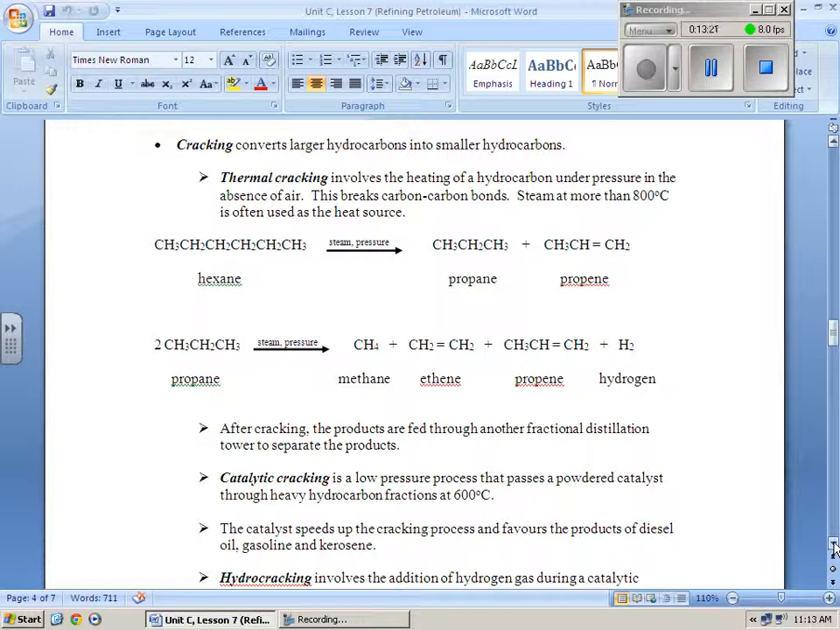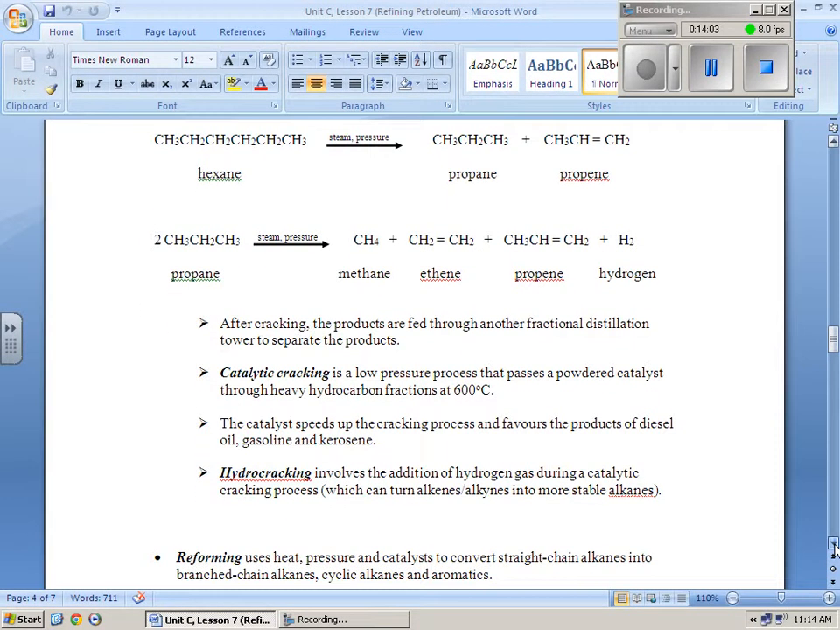For example, you don't need to know the equation or anything like that. Well, I'll tell you the equation you're going to do here. Hexane under steam and pressure gives you propane and propene. When you apply steam and pressure, it cracks carbon-to-carbon bonds, and you can get two smaller things from it. That might be useful in the production of gasoline and things like that. So cracking converts larger hydrocarbons into smaller ones. You should know that thermal cracking involves high pressure and temperature to make the large one turn into two smaller ones. That's all you need to know about that.